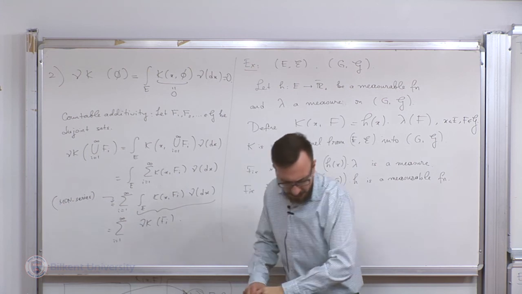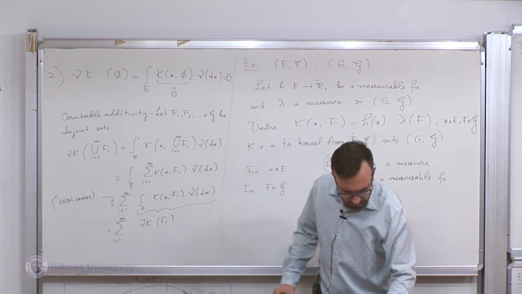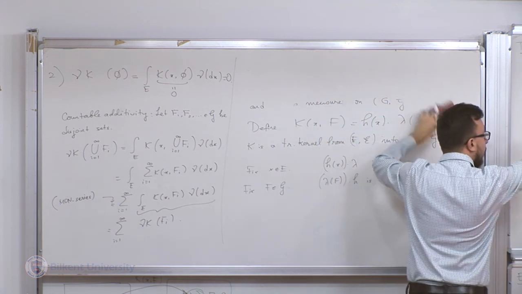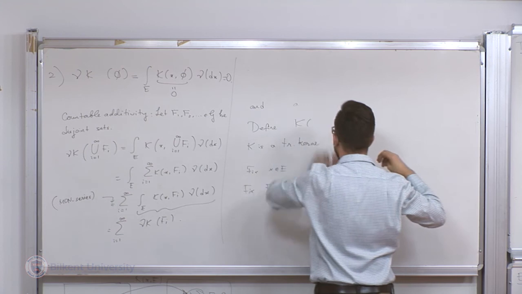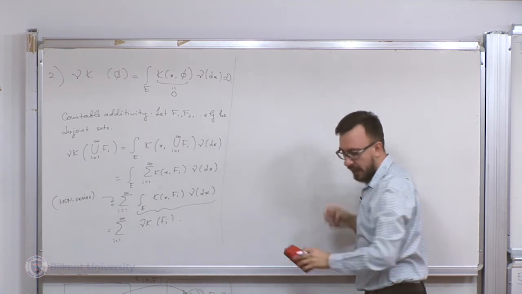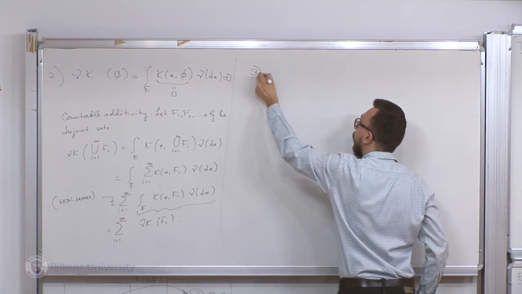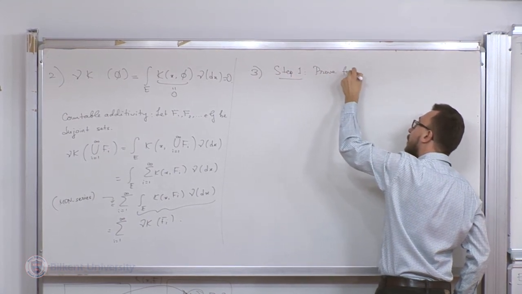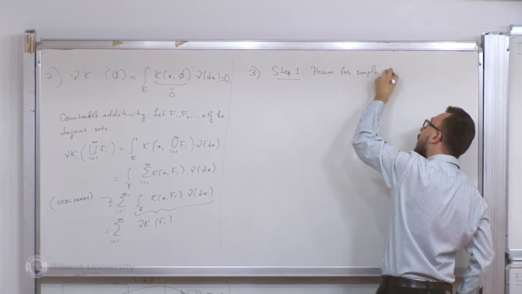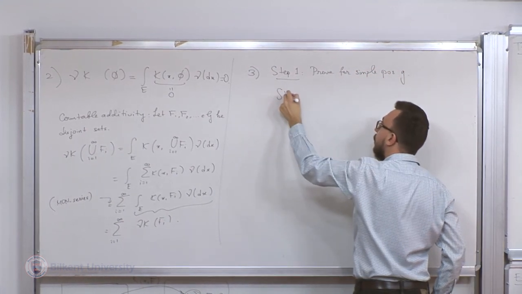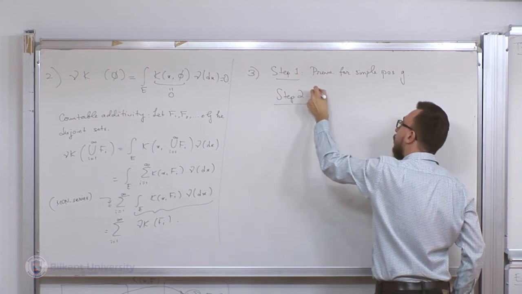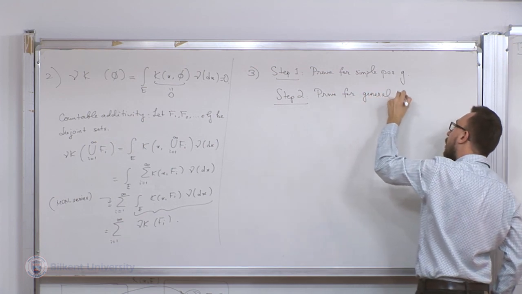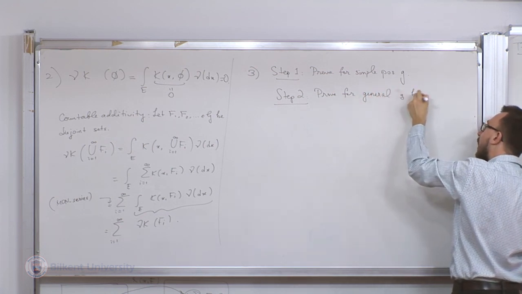And for number 3, I will just say a few hints. Well, the hint is very simple. Just follow the path that we used in number 1. Just try to prove it for simple functions and then take limits. So step 1, prove for simple positive g. And step 2, prove for general g by taking limits.